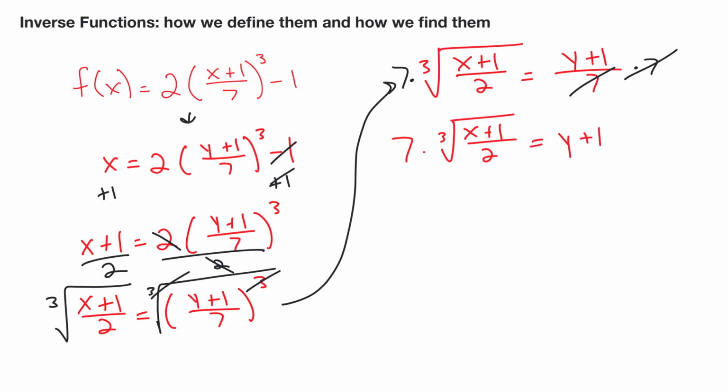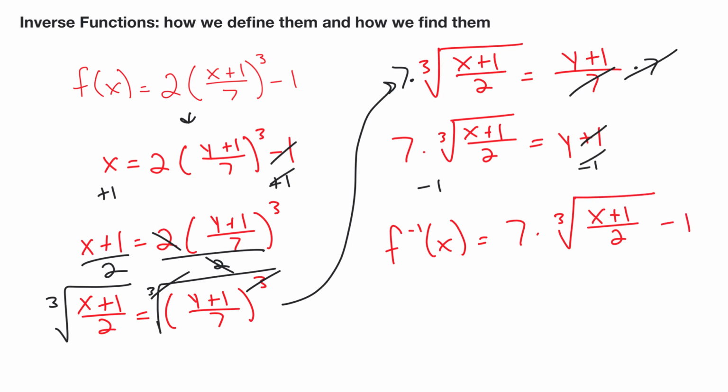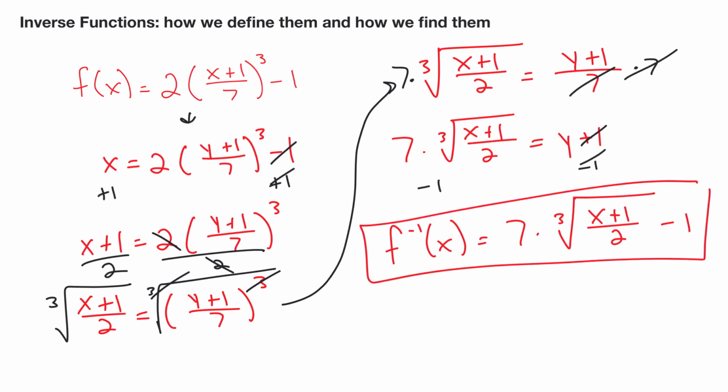Subtract 1 from both sides. I'm going to move the y to the other side. I'm also going to start bumping back into inverse notation. So f inverse of x is going to equal 7 times the cube root of x plus 1 all over 2 quantity all minus 1. There is my inverse function.